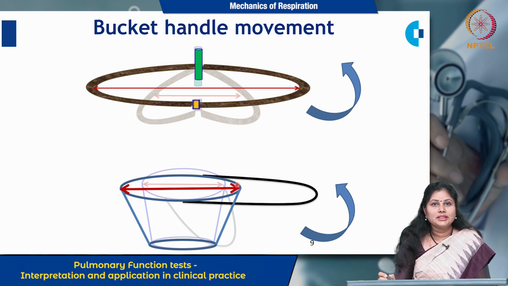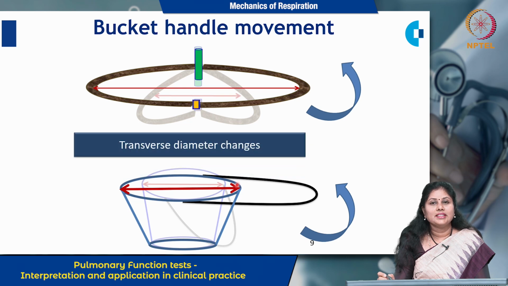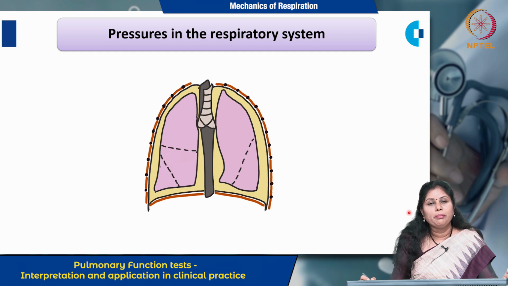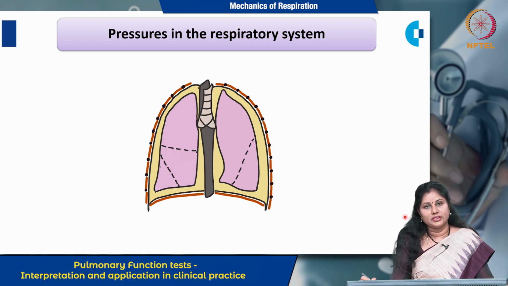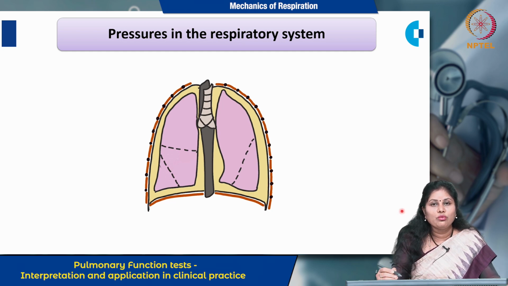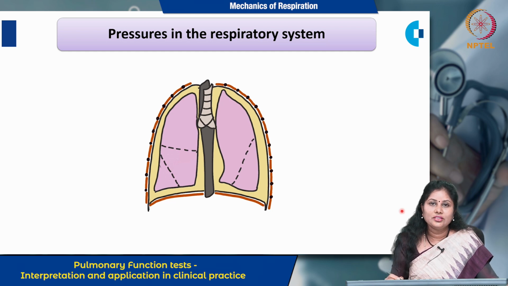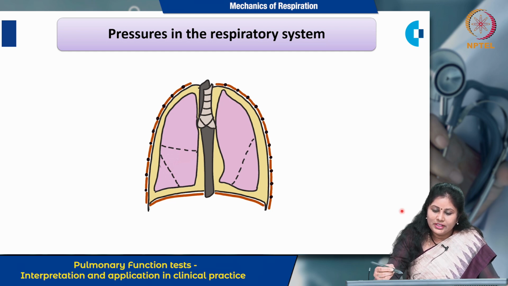So, this is called the bucket handle movement, which results in an increase in the transverse diameter. The next section we will see is about the pressure changes in the respiratory system. So, before that we will see what all the pressures prevailing in the thoracic cavity are. First we will see what all the structures in the thoracic cavity are.